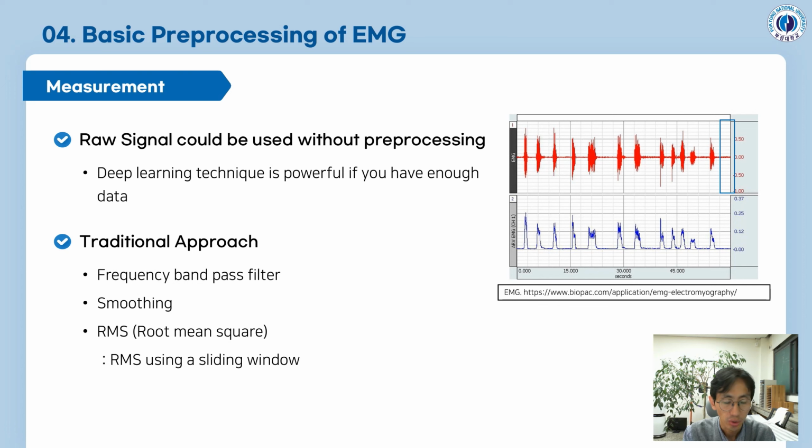EMG signals. So using the EMG signal, you can try to recognize hand gestures, and also arm gestures. And also, if you put the electrodes on your face, you can get the signal from your facial muscles, so you can recognize your facial expressions without a camera. So this is also pretty interesting research.